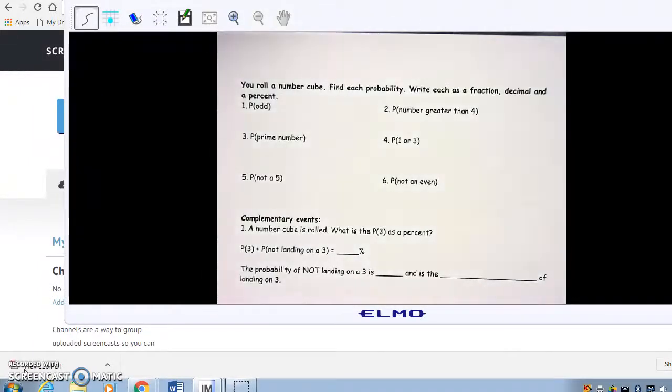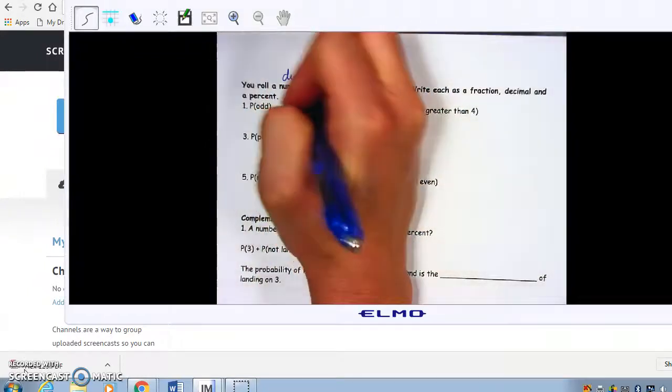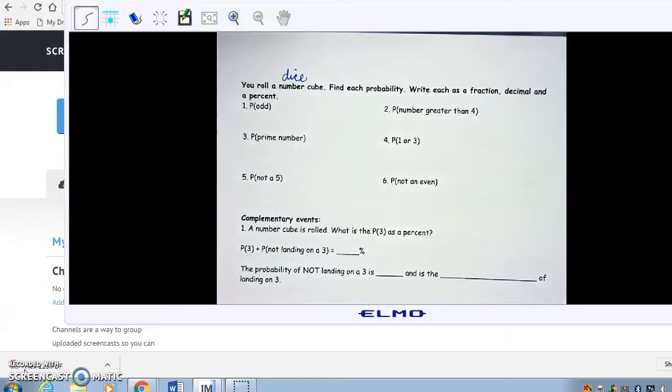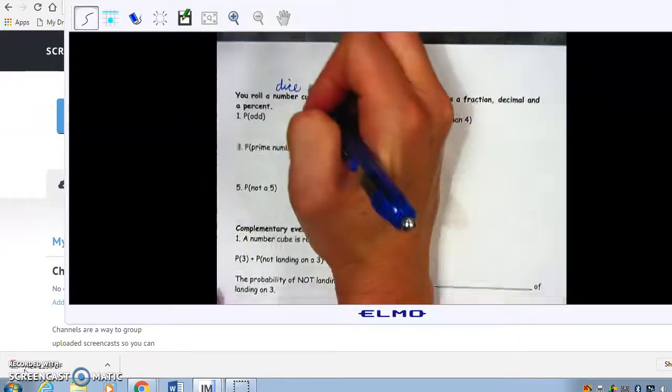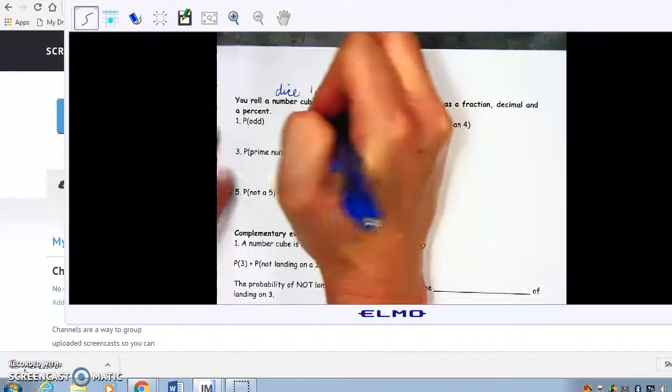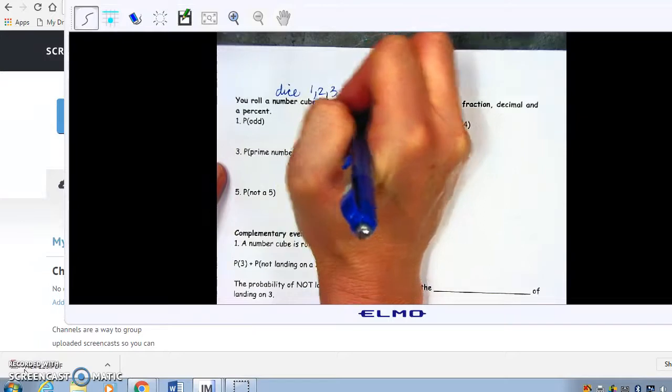In probability, you also see a lot of number cubes mentioned. A number cube is the same thing as a dice, with numbers 1, 2, 3, 4, 5, and 6 on it. Find each probability. Write each again as a fraction, a decimal, and a percent. So consider all the numbers we're dealing with. We've got 1, 2, 3, 4, 5, and 6.